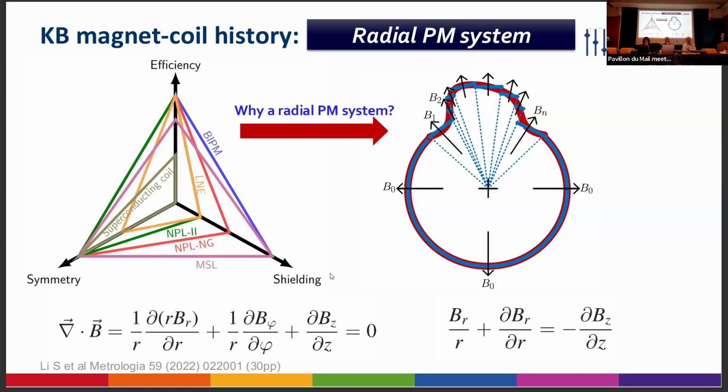And you should also notice that in the radial magnetic field system, the BZ, the vertical component, and the horizontal component have a relationship. They are fixed by Maxwell's equations. If you know the BR, you should in principle know the BZ distribution.